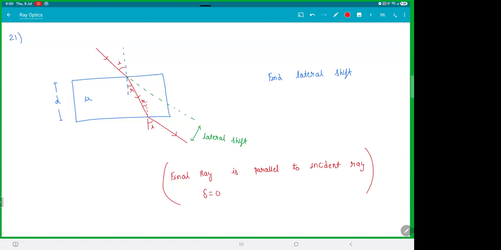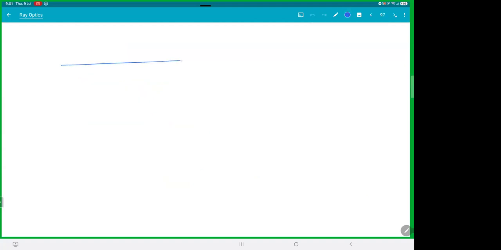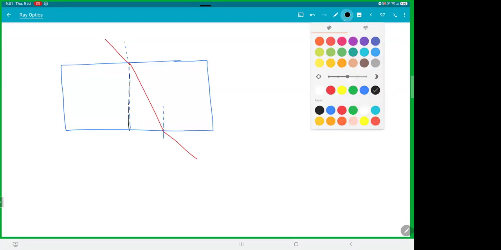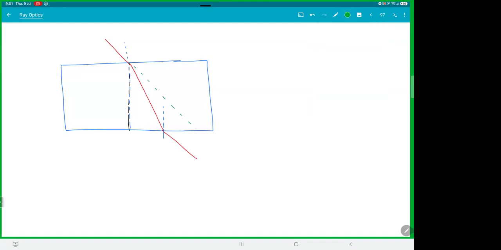T sine I minus R cos R. Yeah, something like that. It's mostly geometry there. So you can keep trying. I'll show you. So this was your normal. So this light ray was entering here, then it has gone like this, and then it has gone like this. So I drop the line here. This line would have gone like this. Perfect. So what you want to find is this distance.